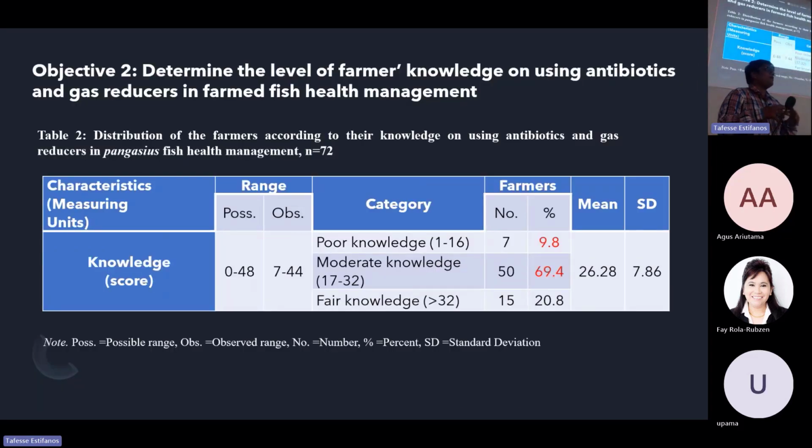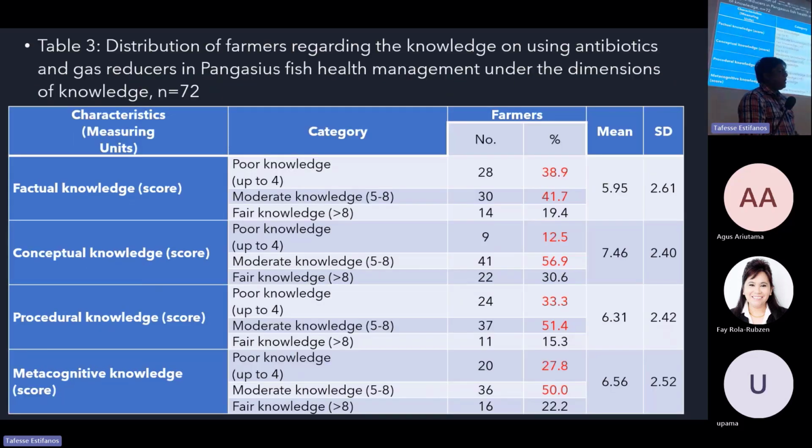And in the case of my second objective, to determine the level of the farmers' knowledge, I found that most of my farmers have poor to moderate knowledge. They possess knowledge with a mean value of 26.28, which is categorized at the moderate knowledge level. And in the next slide, I will show you how they are distributed across the 4 different levels.